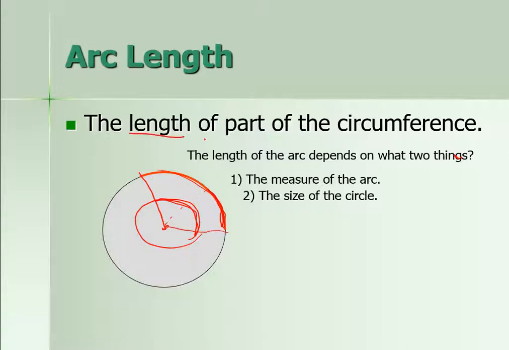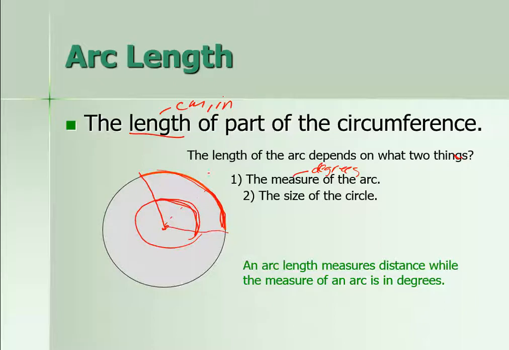Okay, so the length is actually like centimeters, inches, that kind of thing. The measure is degrees. You got to keep those things straight. And I know that that is confusing. Okay, so an arc length measures distance, while the measure of an arc is in degrees. You need to know that. You should be writing that down in your notes right now. Stop the video and copy that down. And write in whatever details you need to, pictures, whatever it takes. You know, put in centimeters, inches here, and degrees here so that you know the difference. Because that's a big stumbling block right there if you don't.